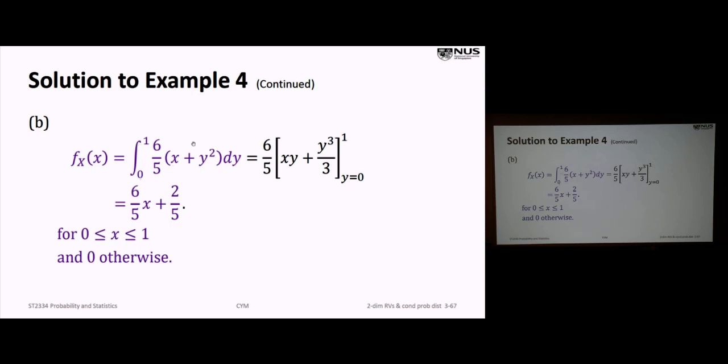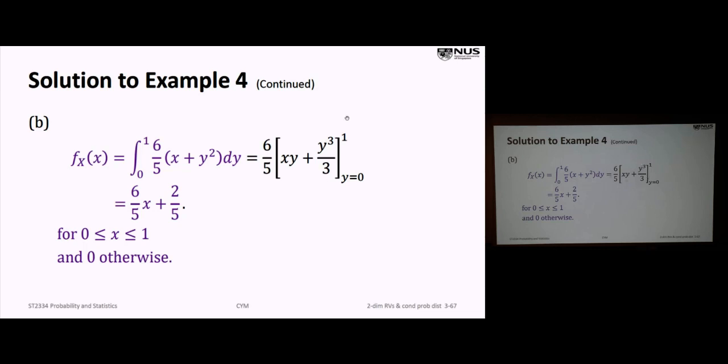So this is my joint PDF. I'm integrating with respect to y, going between 0 and 1. So the integral with respect to y is straightforward. 6 over 5 comes outside. The integral of x with respect to y is x times y. The integral of y squared with respect to y is y to the 3 over 3. And now I integrate this function between 0 and 1, and I'm going to get a function in x in this case.